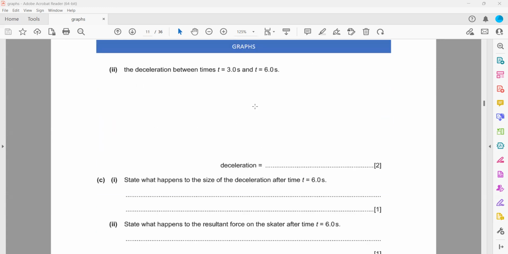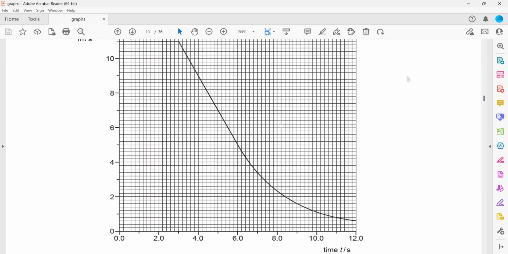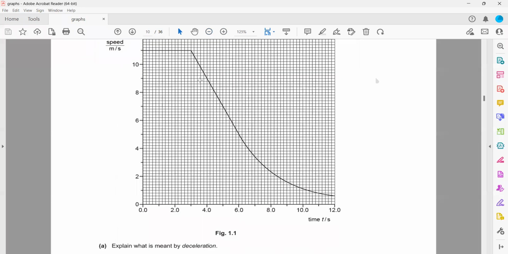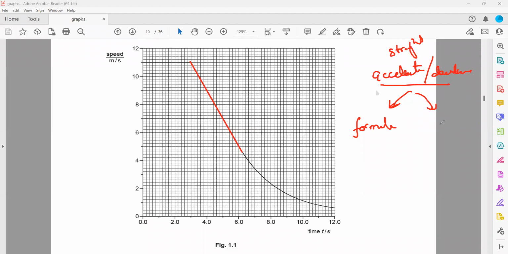The deceleration between 3 seconds and 6 seconds. From 3 to 6 seconds, if we need deceleration, first we check whether it is a straight line or a curve from 3 to 6 seconds. So this is 3 seconds and this one is 6. So 3 to 6 seconds, it is a straight line. So when it is a straight line, if you want to calculate an acceleration or a deceleration, there are two ways. Either you can use a formula or you can use a gradient. It's up to you. Both will give the same answer.